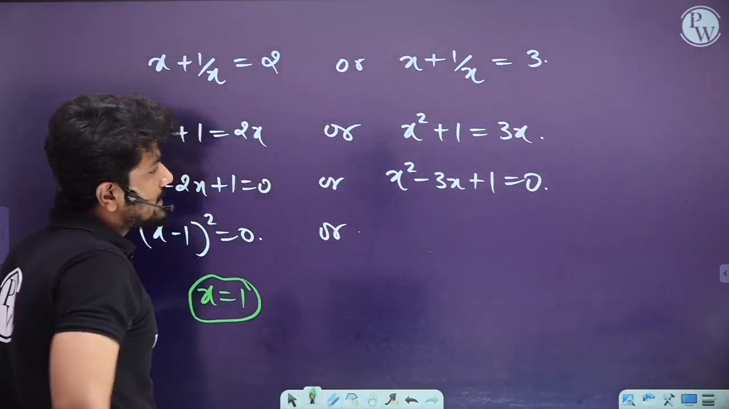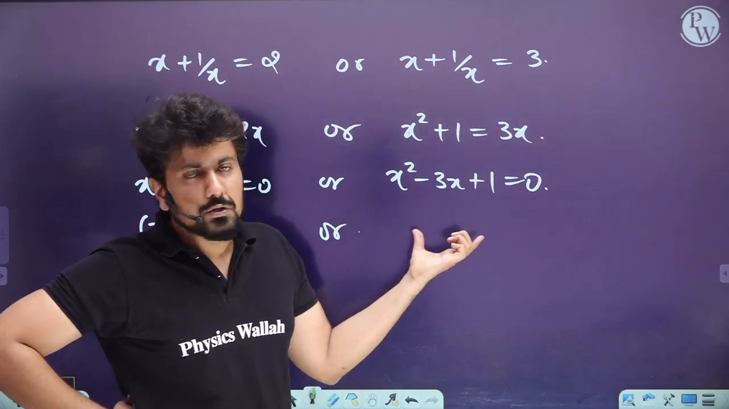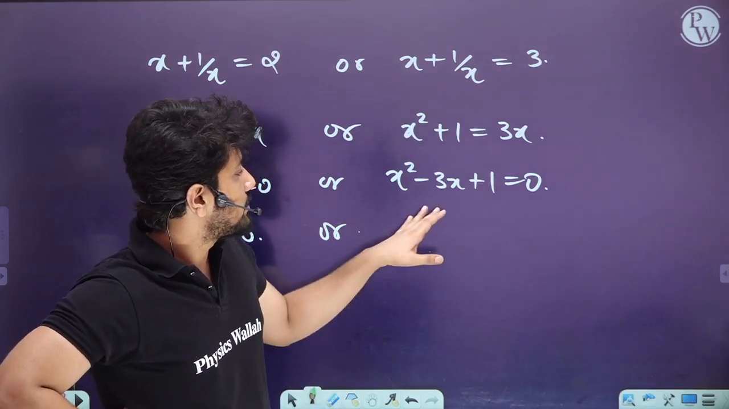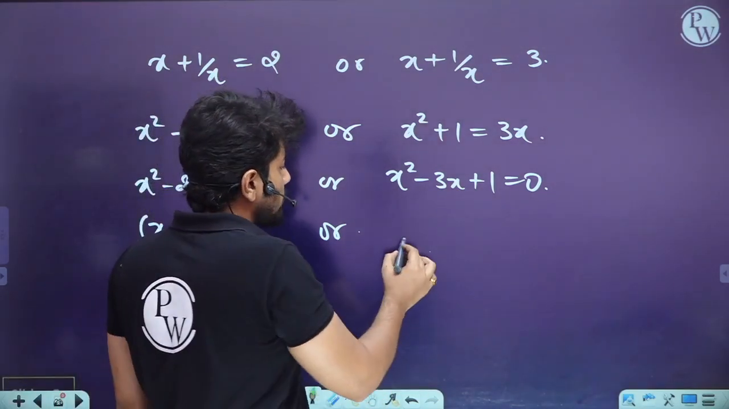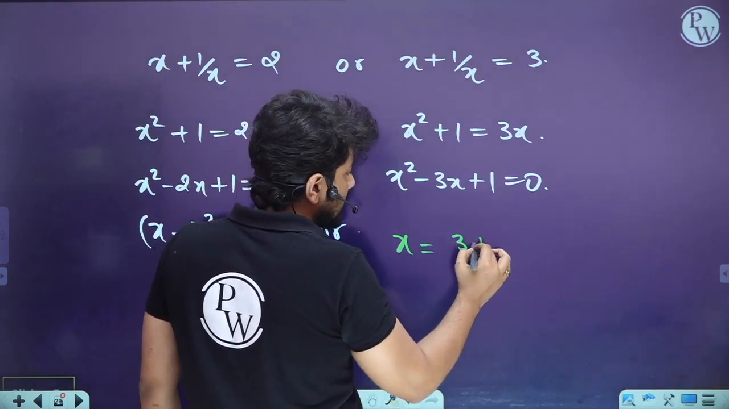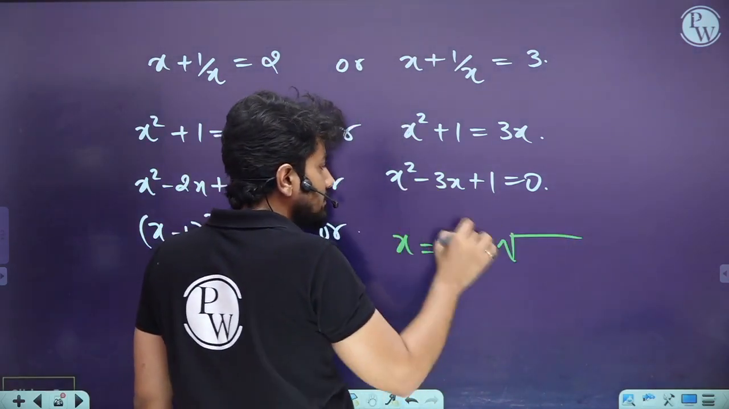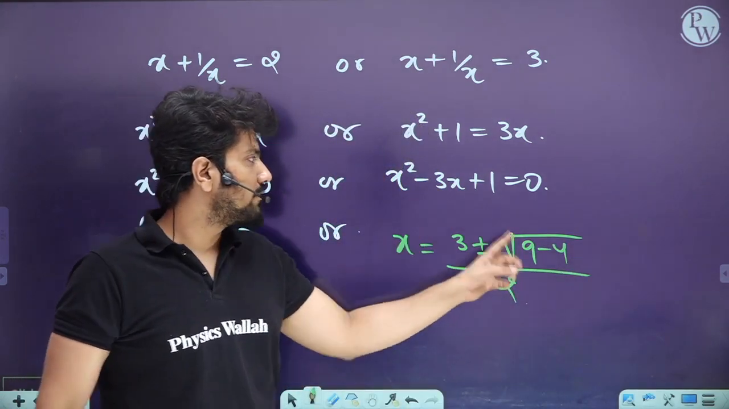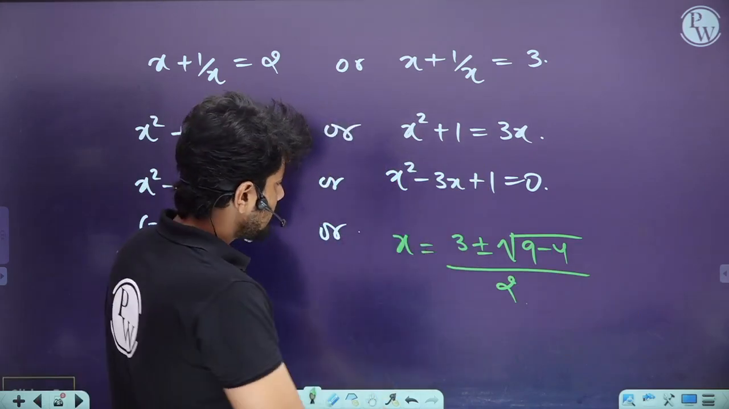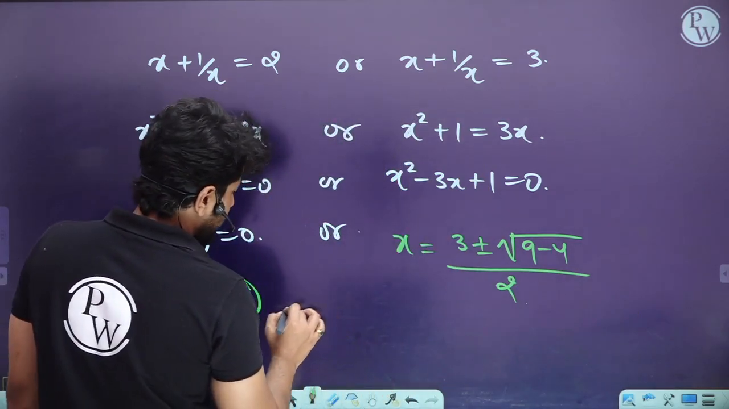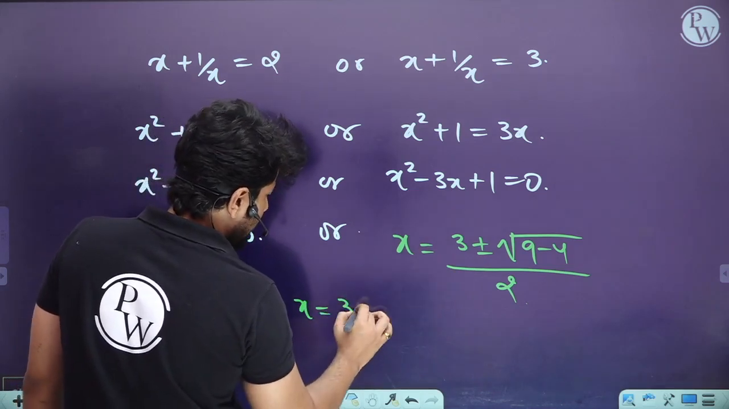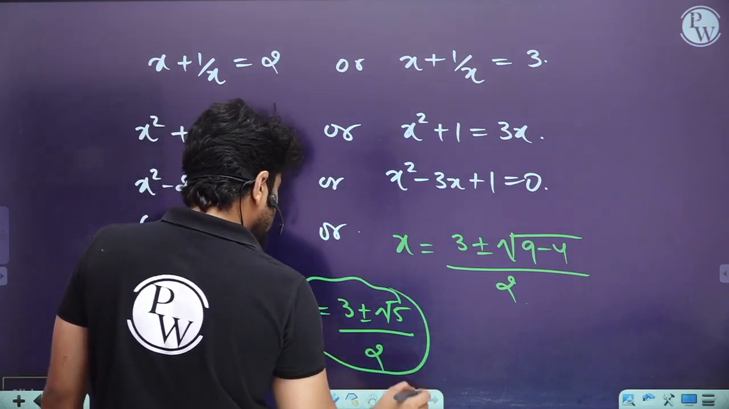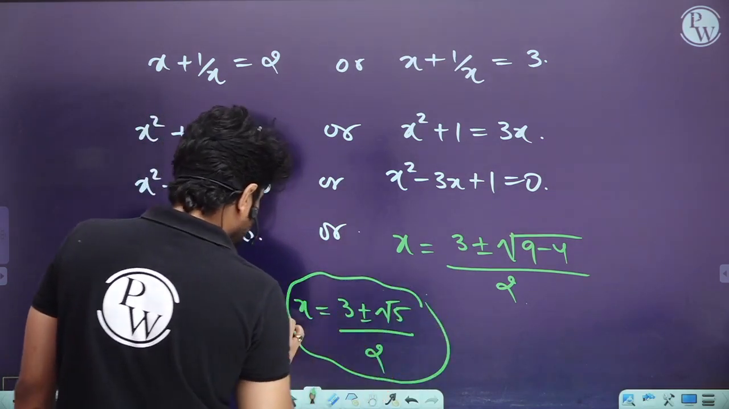Okay, so this equation, we are not going to do the middle term splitting and solve it. Instead of that, we are going to apply the Shridharacharya formula. So x is equal to minus b plus minus under root b square minus 4ac, divided by 2a. See, the value for b square will be 9, minus 4. Okay, so the values of x we are getting over here: x is equal to (3 plus minus root 5) whole divided by 2. These are the two values of x that we get.